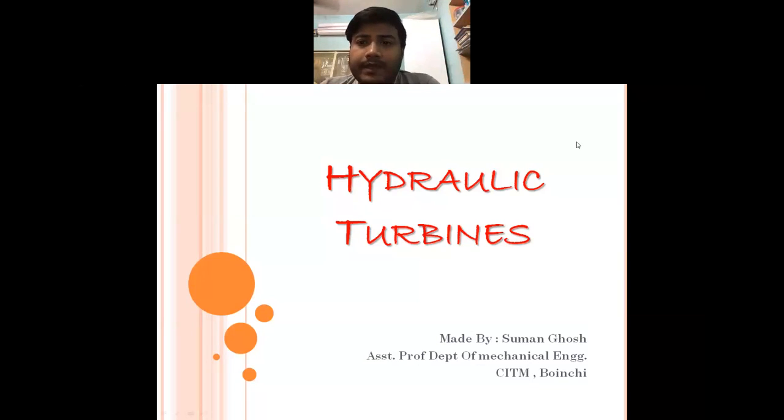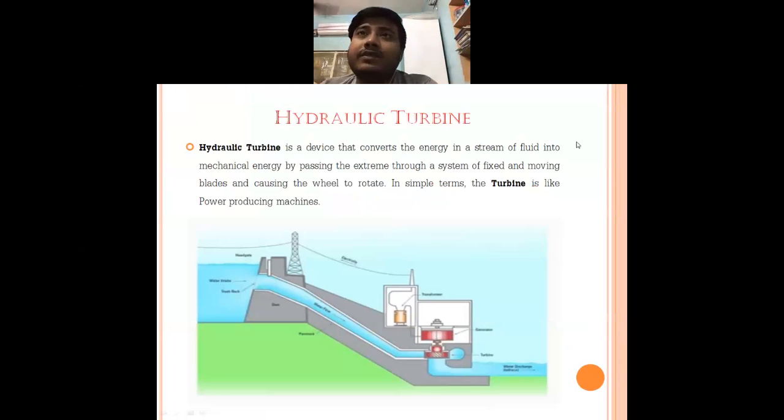So let us start the hydraulic turbines. I think all of you know what a hydraulic turbine is, so I don't have to tell elaborately, but still I will go through the definitions and the basics of this hydraulic turbine. Let us first come to the definition of hydraulic turbine. So what is basically a hydraulic turbine?